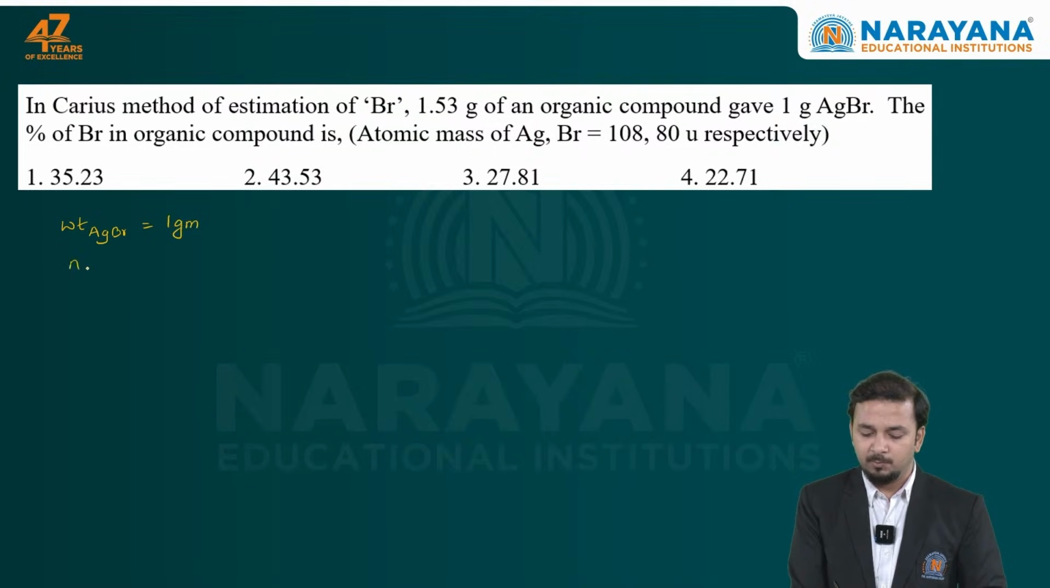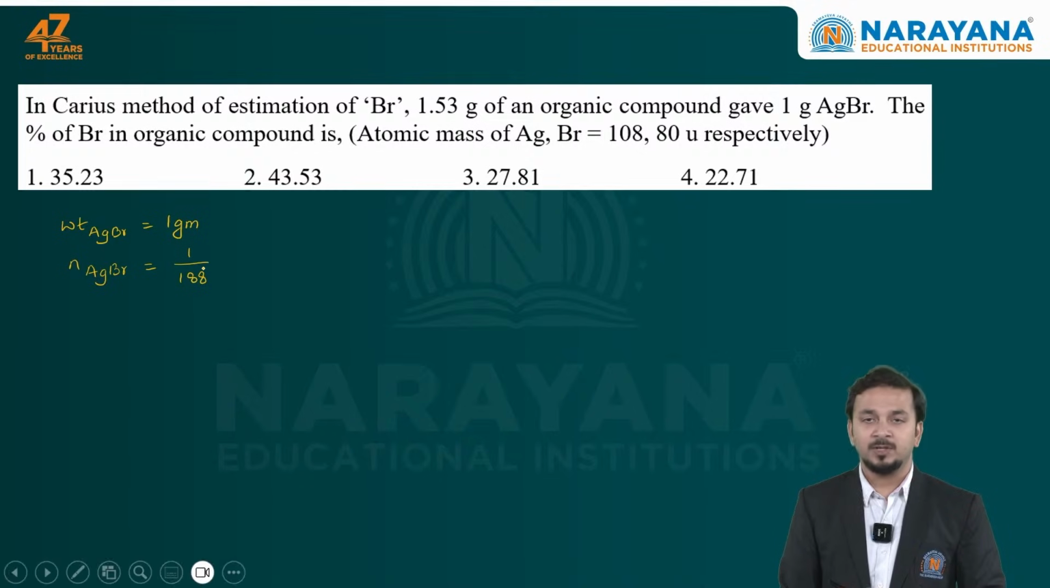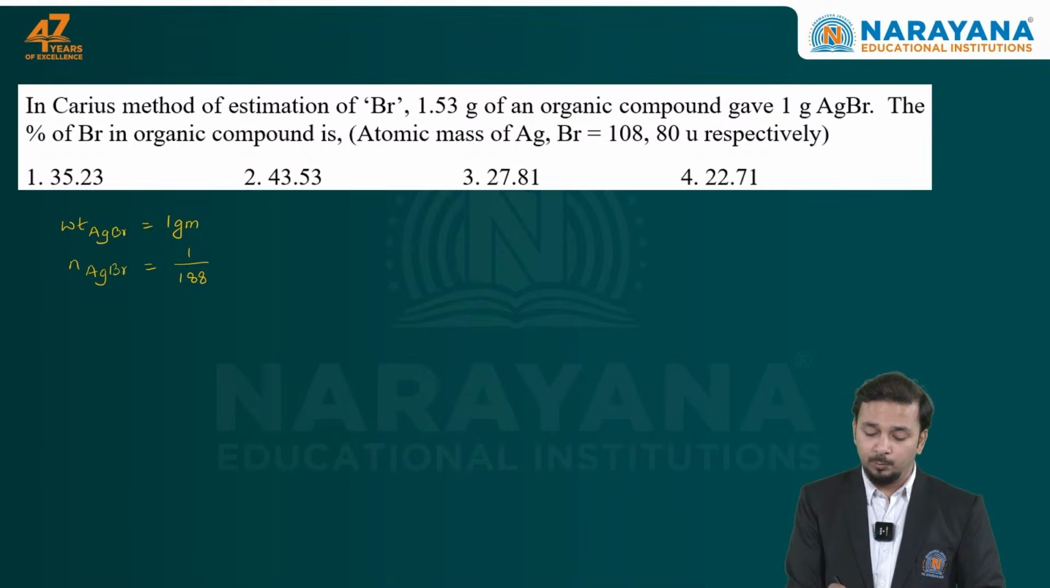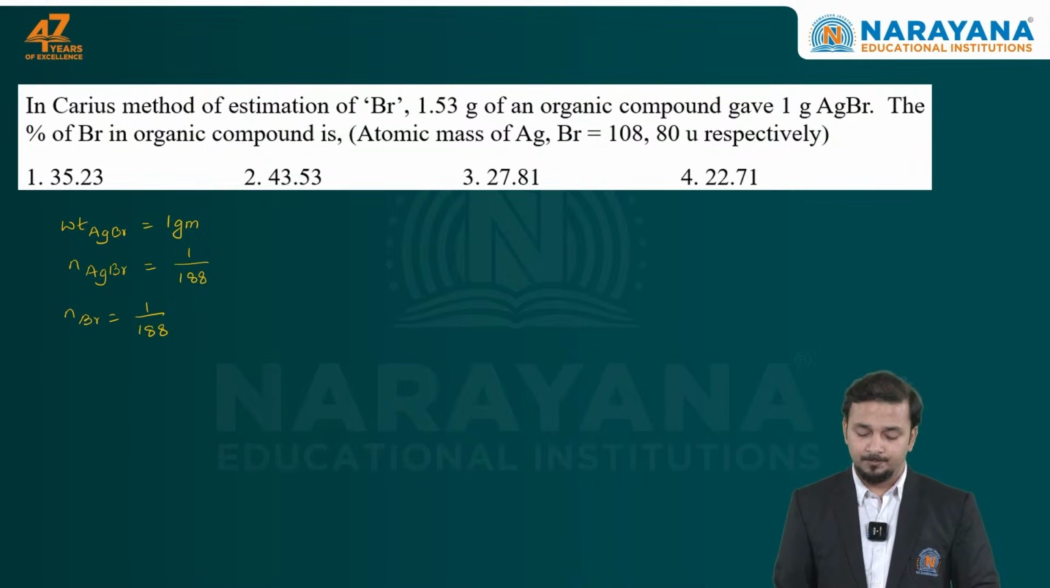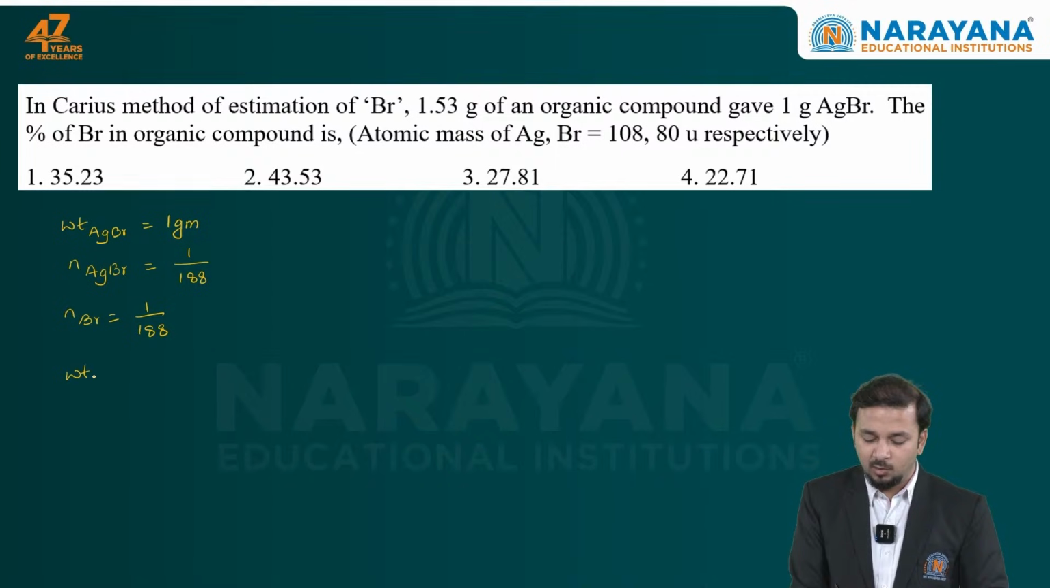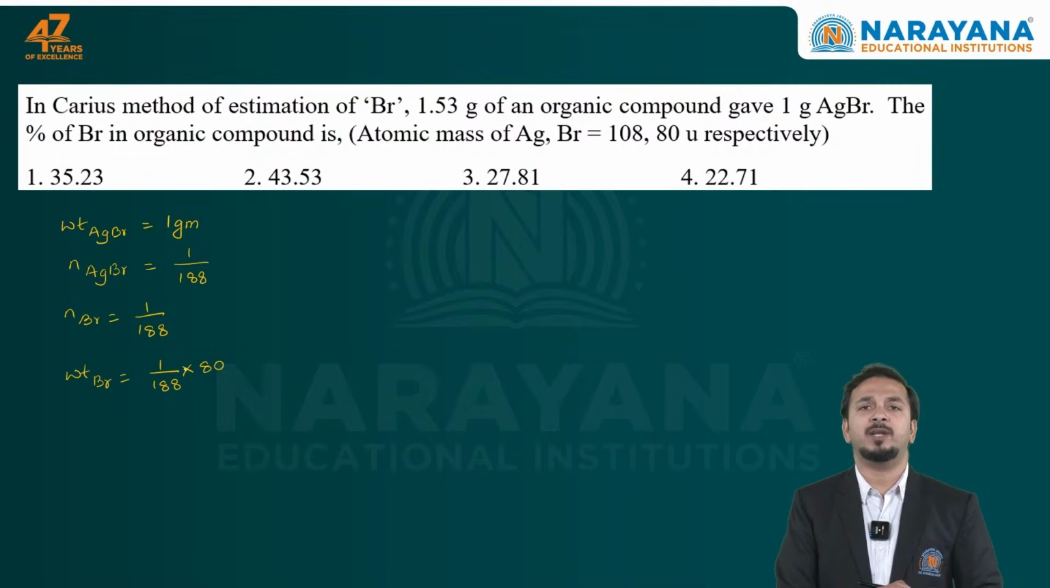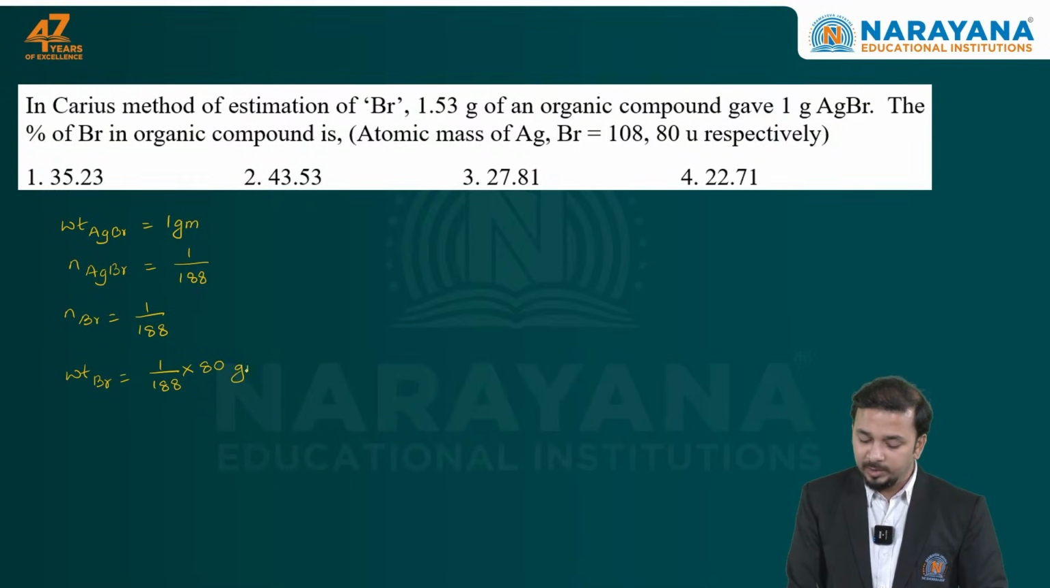So we can find moles of AgBr. If weight of AgBr is 1, its mole will be 1 divided by molar mass of AgBr. Molar mass of AgBr will be 188. So this is moles, and we know that 1 mole of AgBr will contain 1 mole of bromine. So 1 by 188 moles of AgBr will contain 1 by 188 moles of Br. Now if you know moles of Br, we can calculate weight of bromine. Weight of bromine will be moles of bromine into its molar mass. Molar mass of bromine is 80. So 1 by 188 into 80 is the weight of bromine.